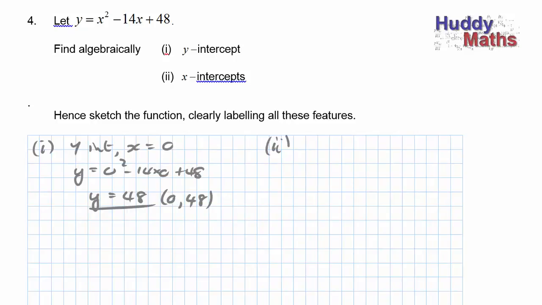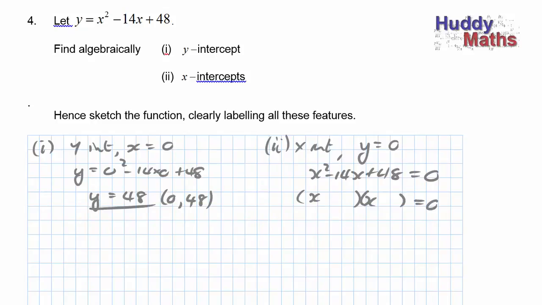In part 2, the x-intercepts are when y is 0. So we've got x squared, take 14x, plus 48 equals 0. So now we want factors of 48 to give 14. So we could go 48 and 1. You could go through the process: 24 times 2, 16 times 3, and 4's into it, 12 times 4.